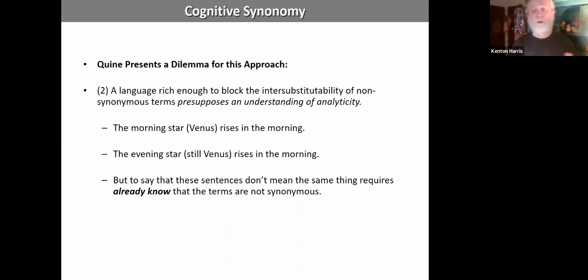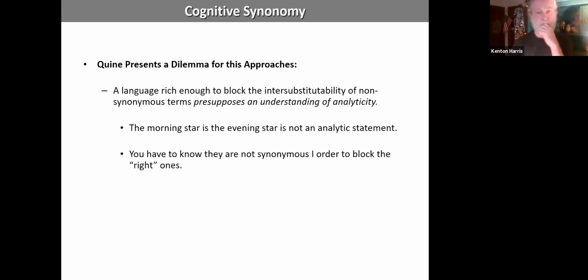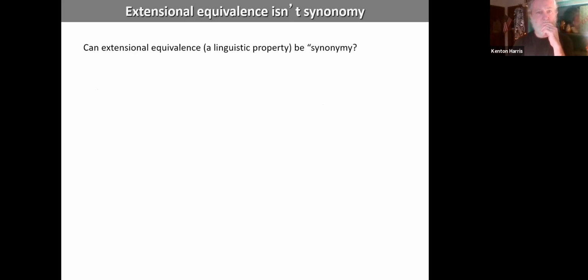So to say that they don't mean the same thing requires already knowing that they're not synonymous. So can extensional equivalency, a linguistic property, be synonymy? No, apparently it cannot.